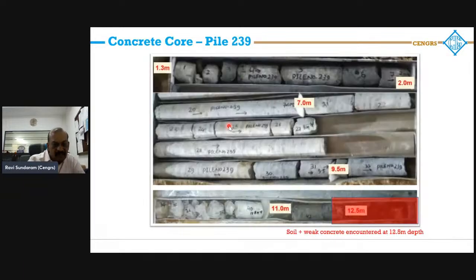So this is what we got in pile 239. Below 12.5 meters, soil and weak concrete was encountered. So which means that there is a bad pile here below 12 meters.